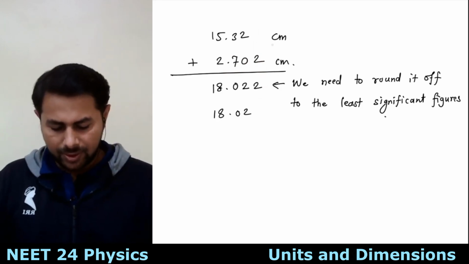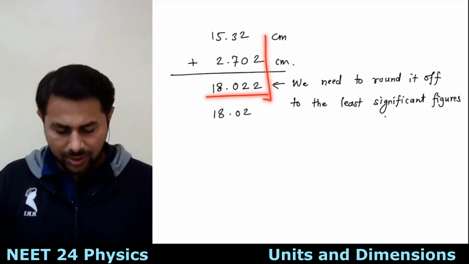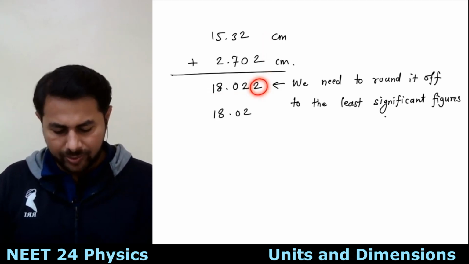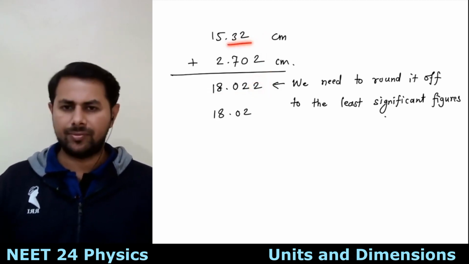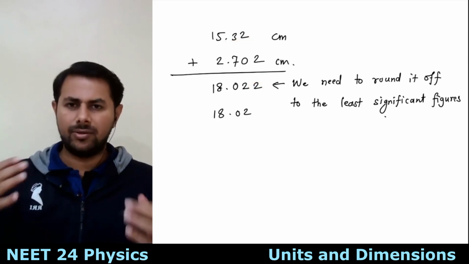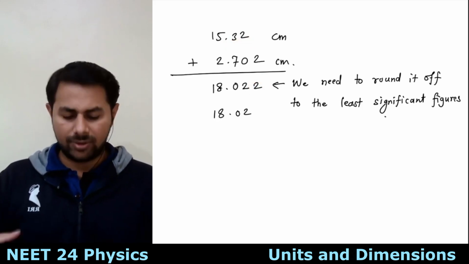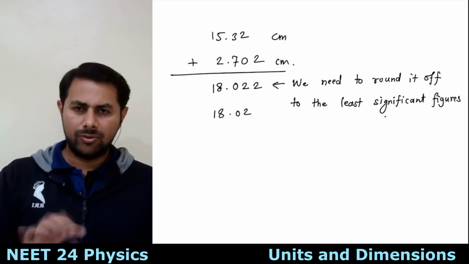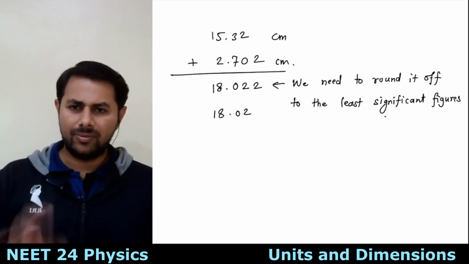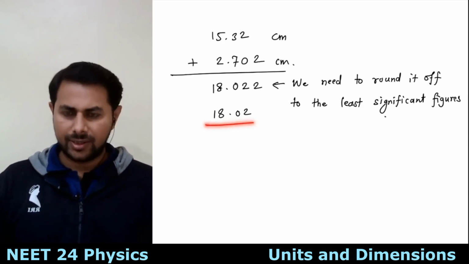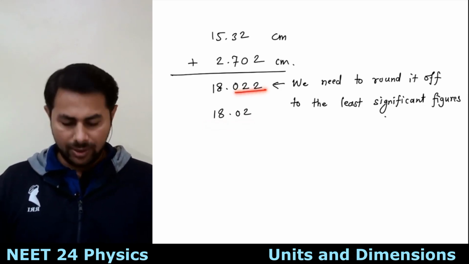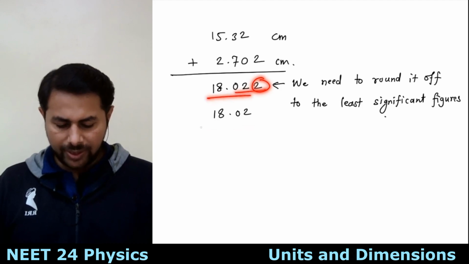Okay, so you find out the total and then you will round it off to what? The precision of this instrument, okay? Which instrument? Which is least precise out of the two. If there are 5, you will choose least precise out of the 5, right? What would be the result? It is 18.022. You will round it off to 18.02.